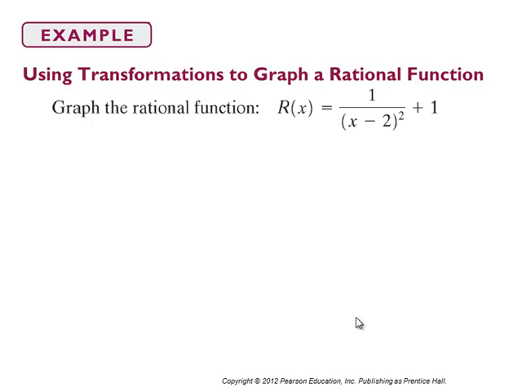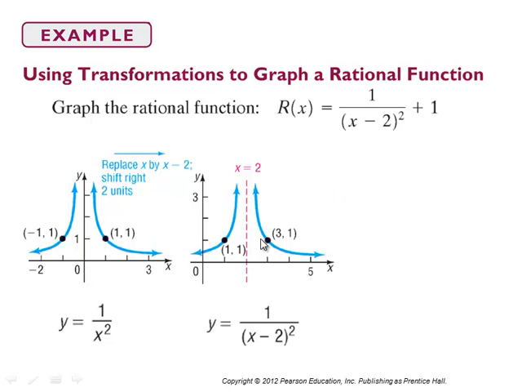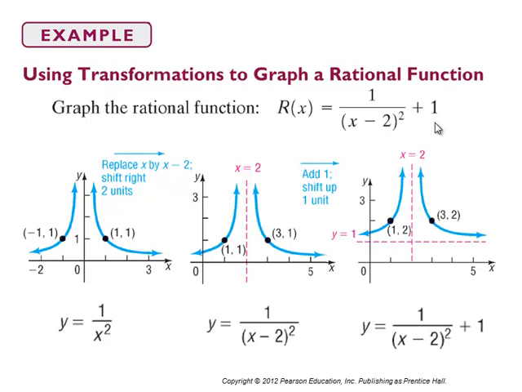Let's talk about graphing functions. Now we know what the graph of 1 over x squared is. So what is the graph of this function here? Well, just use transformations. If you replace x by x minus 2, then the graph will be shifted 2 units to the right. And then if you add 1 to the function, the graph is going to be shifted up 1 unit, like you see here. So here's the graph of 1 over (x minus 2) squared plus 1, just by starting with the basic function 1 over x squared and applying 2 transformations.